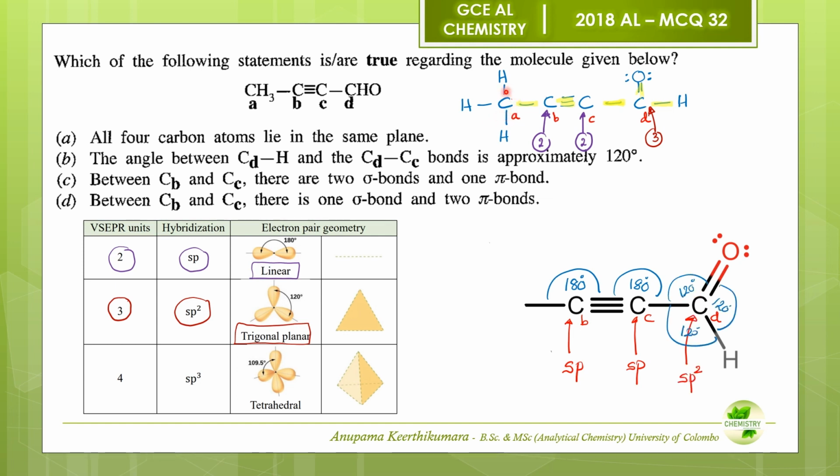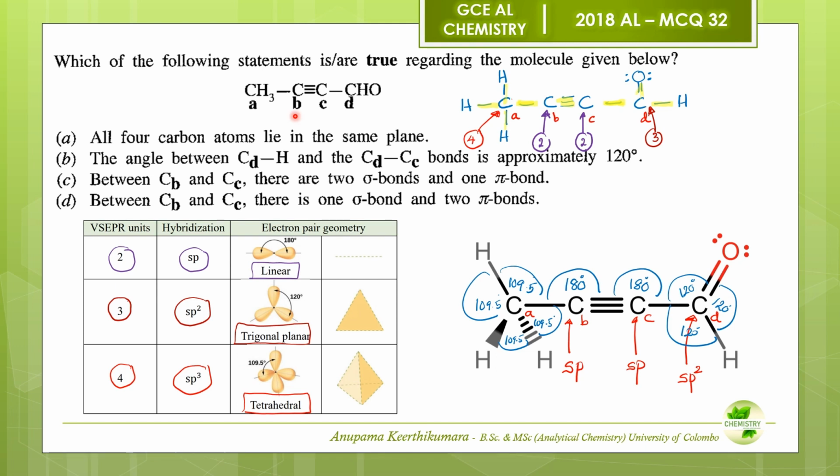Finally, we will check the number of VSEPR units around CA. There are 4 single covalent bonds around CA. Therefore, there are 4 VSEPR units around CA. If there are 4 VSEPR units around a center atom, hybridization is sp3 and the electron pair geometry is tetrahedral. Now we will draw the geometry around CA. Therefore, hybridization is sp3, electron pair geometry is tetrahedral, and these bond angles are approximately 109.5.